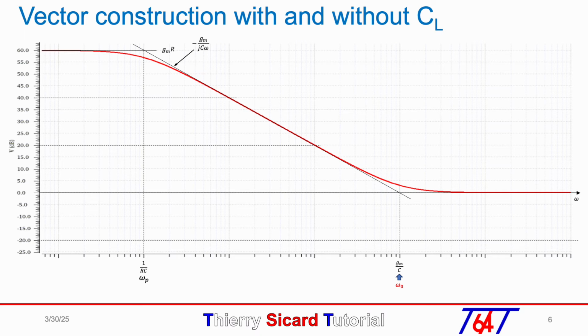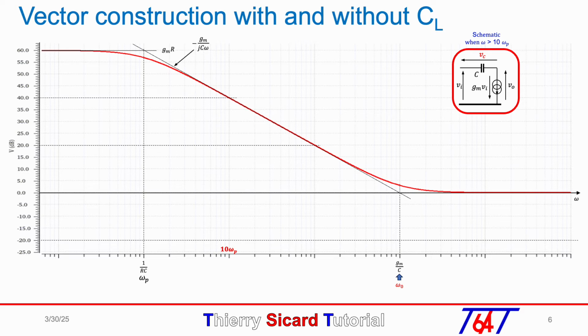For an angular frequency greater than 10 omega p, the diagram can be as shown in the red box, with simply a capacitor C and a current source equal to GmVin. Since the voltage Vc across capacitor C establishes the relationship between Vin and Vout, it is essential to observe the phase and amplitude of Vc as a function of Vin. Vc equals I over jC omega, and since I equals Gm Vin, Vc equals Gm over jC omega times Vin.